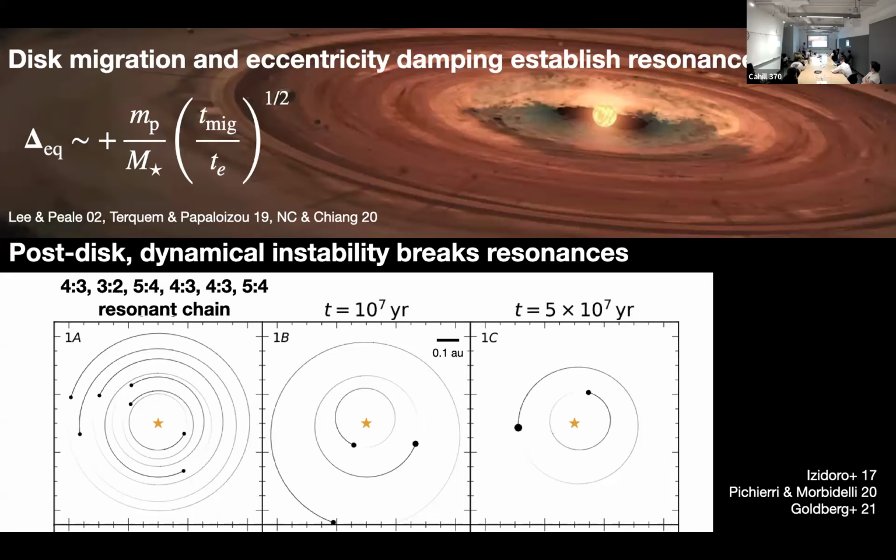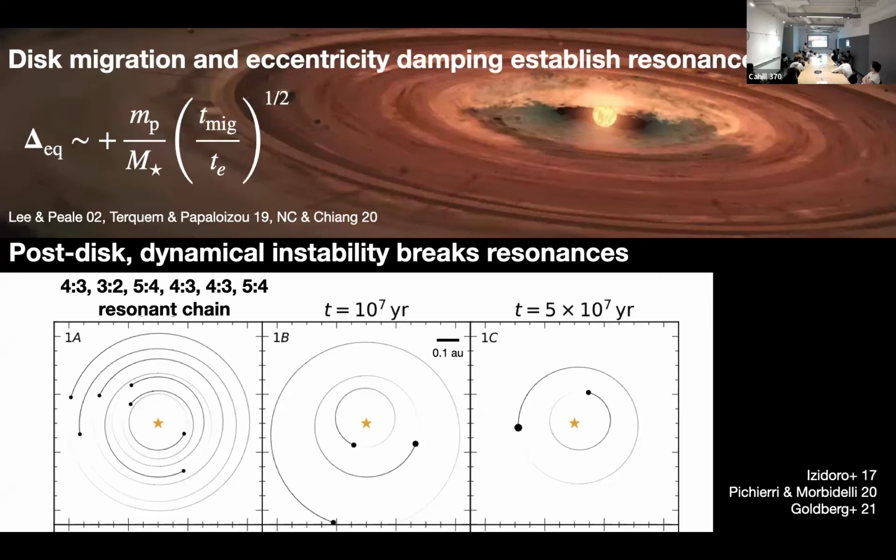Eccentricity damping from the disk is protective. It stops things from going haywire. It keeps you on nice circular orbits. So without that eccentricity damping, all hell breaks loose. So this is, big picture, what we're thinking: resonance capture, and then over the long term, over hundreds of millions of years, resonances are starting to break.